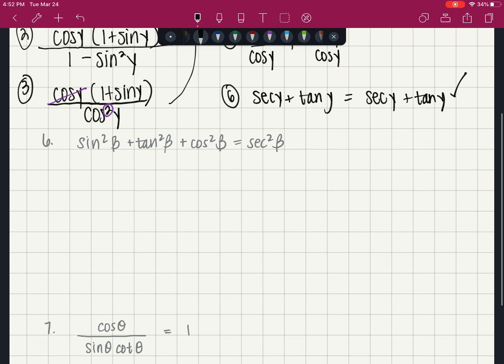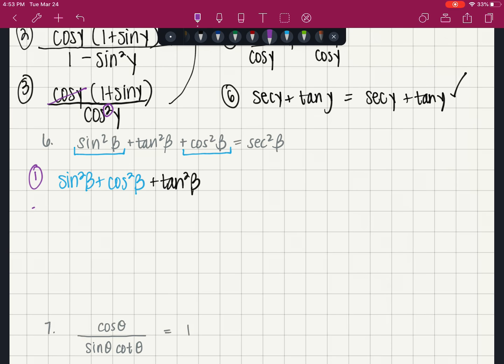Now the next one looks kind of fun, so if you'd like to try the next one, feel free, press pause, and then when you're ready to reveal the answer, press play. I'm going to do this one in purple. Sine squared plus cosine squared, I see it right away. That's a beta. Sine squared plus cosine squared is 1. Plus tangent squared of beta.